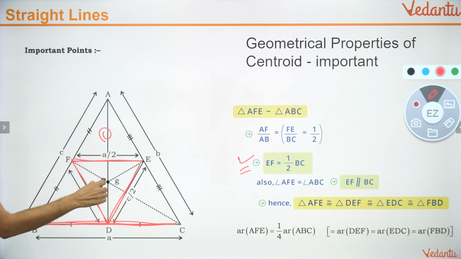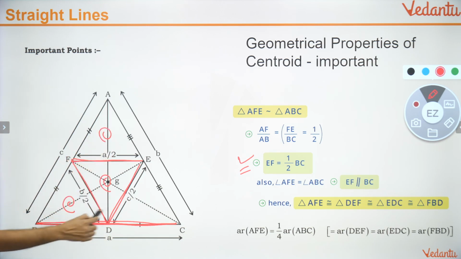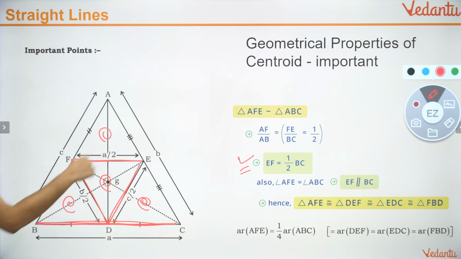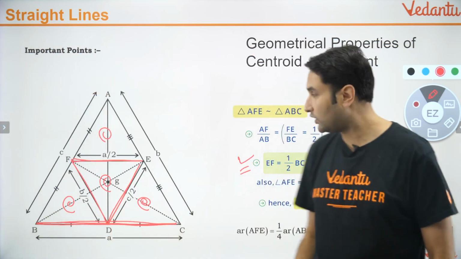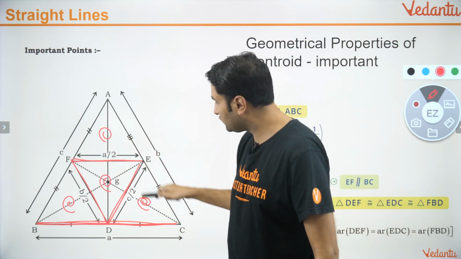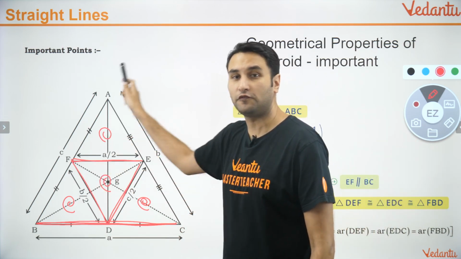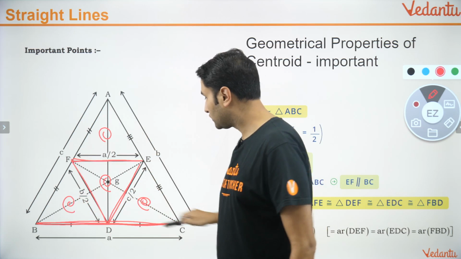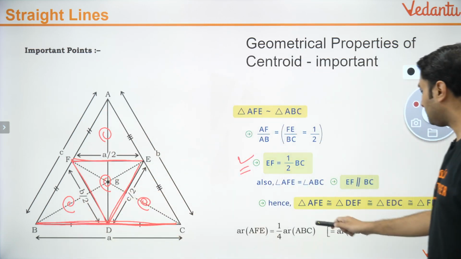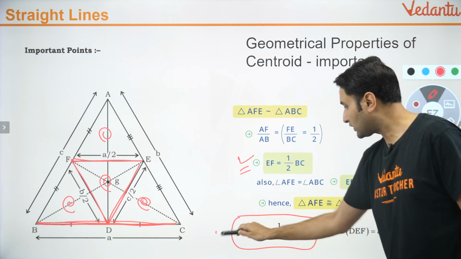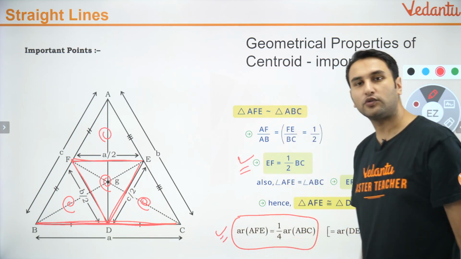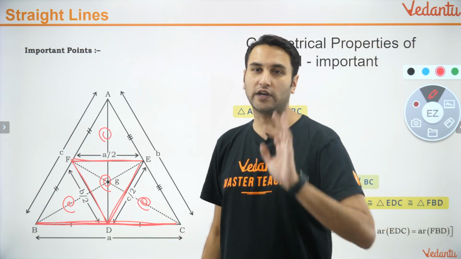This triangle, this triangle, this triangle, this triangle, all these 4 triangles are congruent and their areas are equal. So the area of any one of these triangles is equal to 1/4 of the total triangle. So some important points here. You can revise it from this slide once you get the PDF.